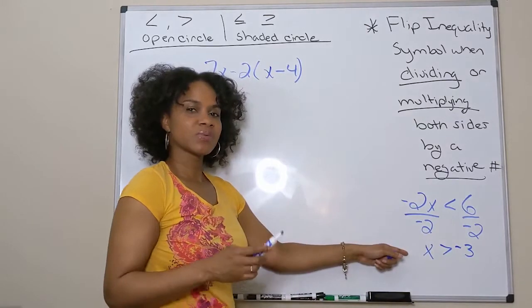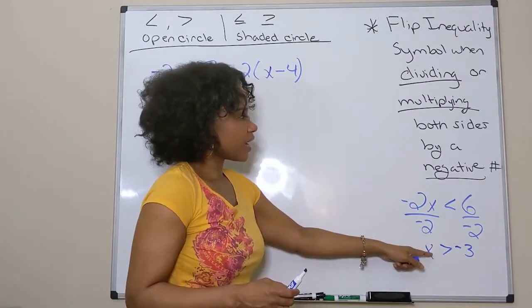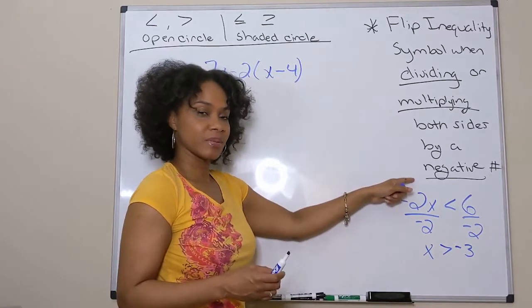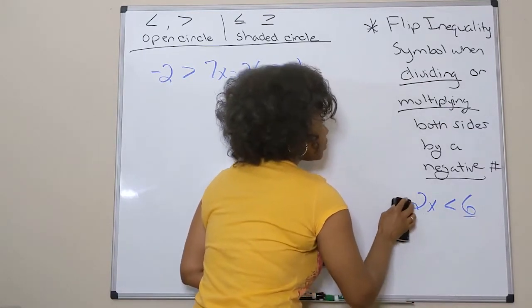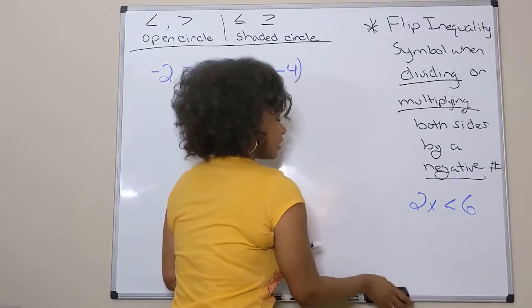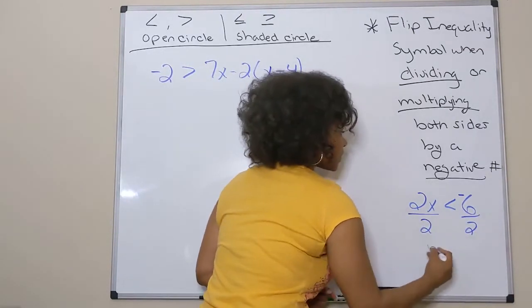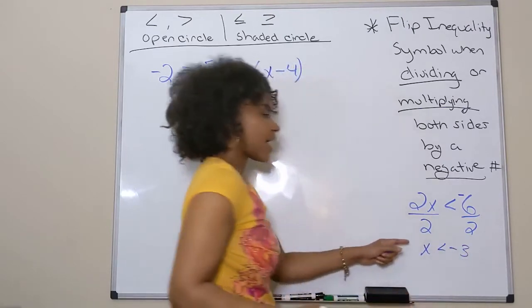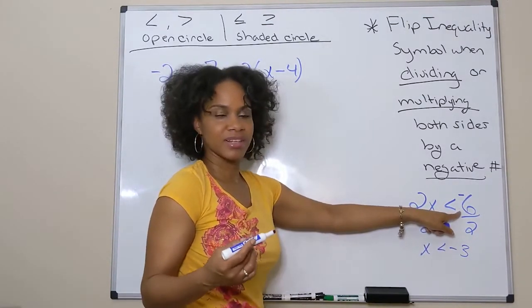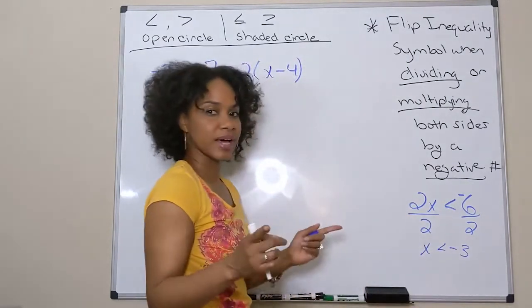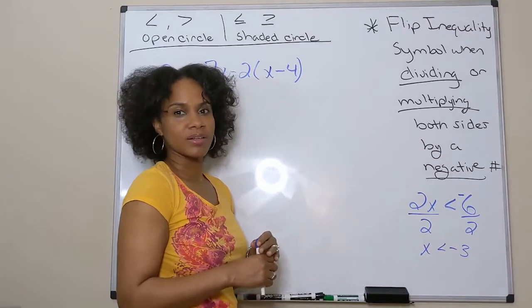So that's the only added piece when you're solving multi-step inequalities. You just have to remember to flip that inequality symbol when you're dividing or multiplying both sides by a negative number. So if I have 2x is less than negative 6, to solve this, I'm dividing both sides by a positive 2. Since I'm dividing by a positive number, I do not flip the symbol. It doesn't matter if your numerator is negative. You have to look at what you're dividing or multiplying both sides by to flip the inequality symbol. So again, that is the only added piece to solving multi-step inequalities, all right?